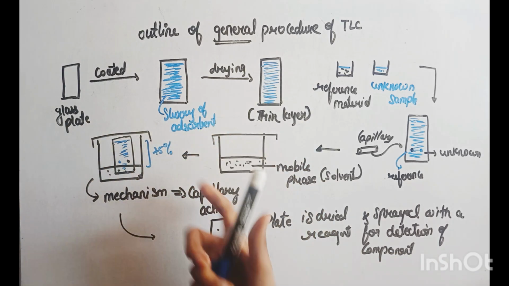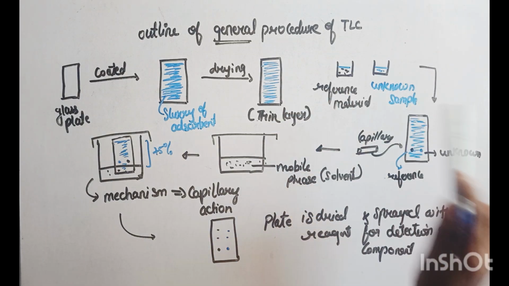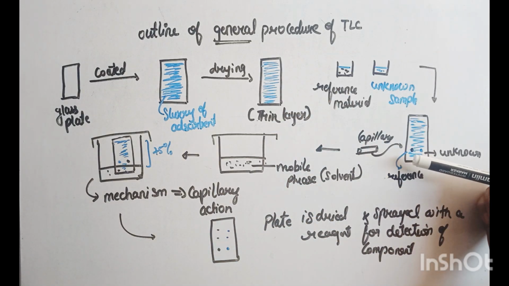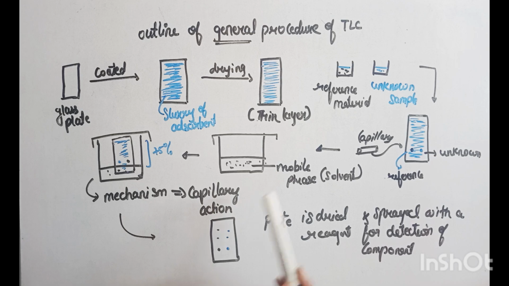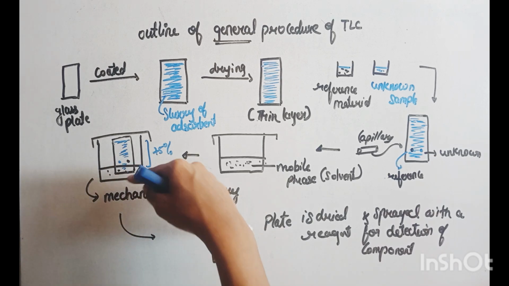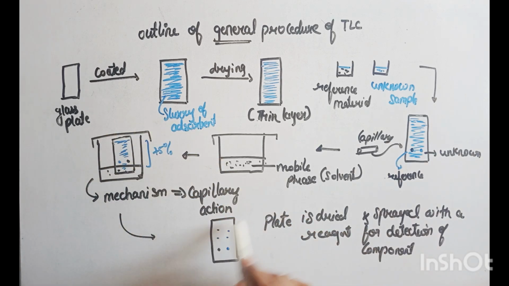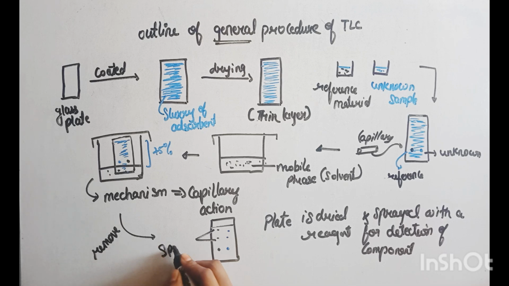So first, the glass plate is coated with the adsorbent, then drying, then application of the spot with the help of this capillary, and then it is put into the mobile phase, and the solvent runs with the help of capillary action. Next, remove the plate, dry it and spray with the reagent for detection of components. So we see the spots, and these are the components separated.